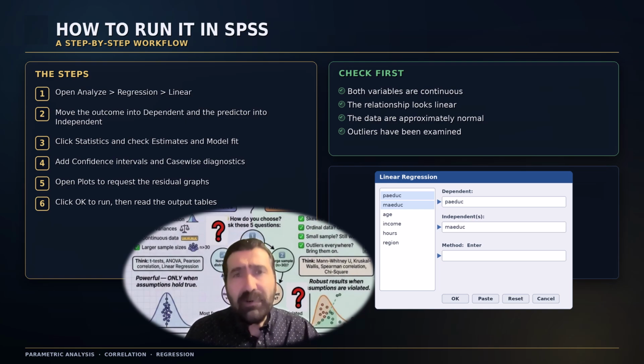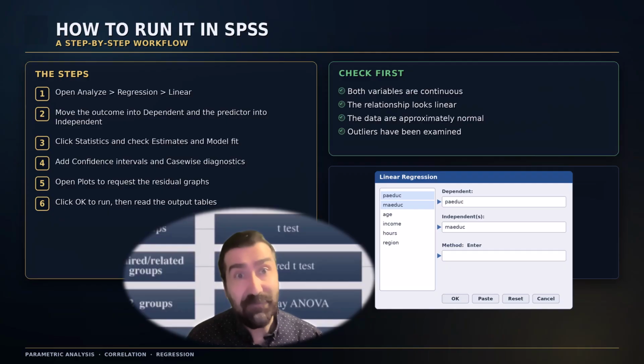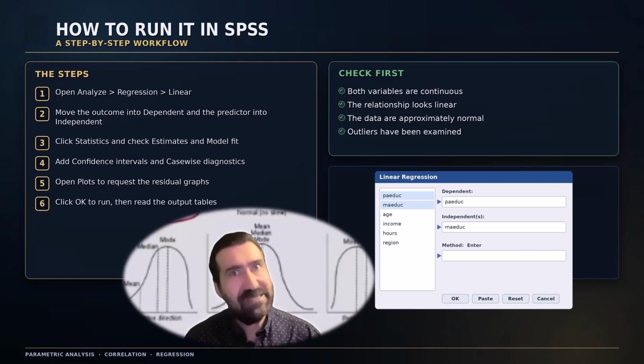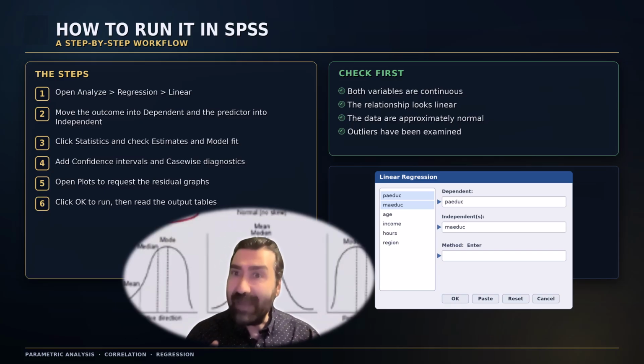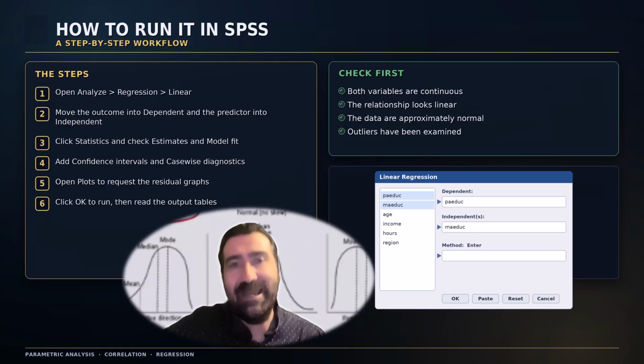So, how to run it in SPSS? Okay, theory is wonderful, but let us actually click through this thing. Here's your step-by-step recipe for running a bivariate linear regression in SPSS. Follow along and honestly maybe keep this slide handy for your very next project.